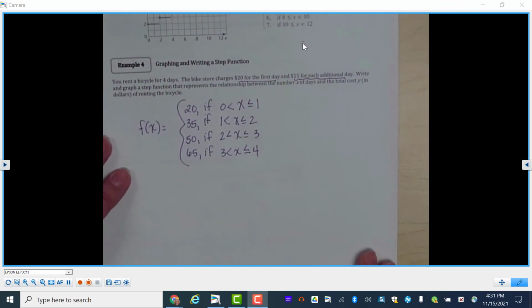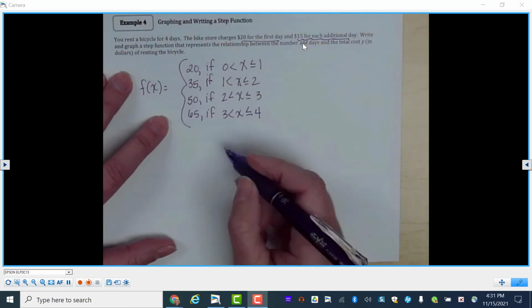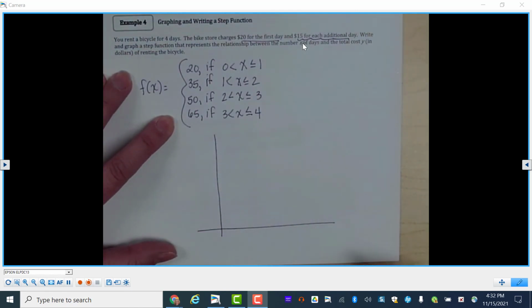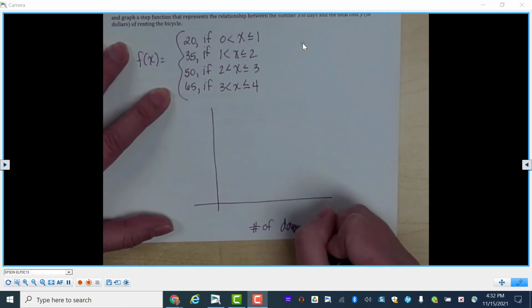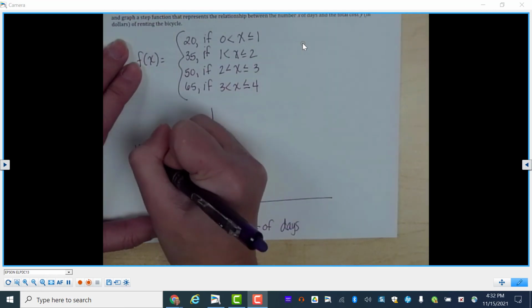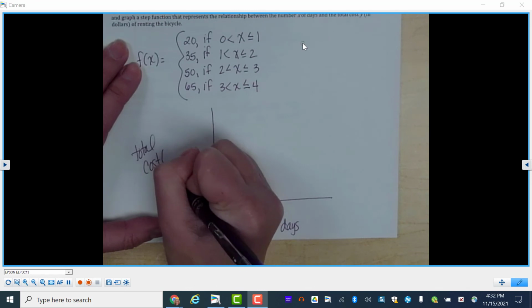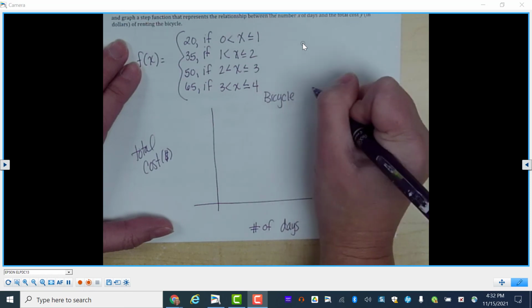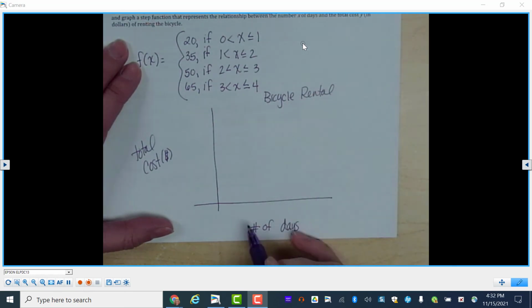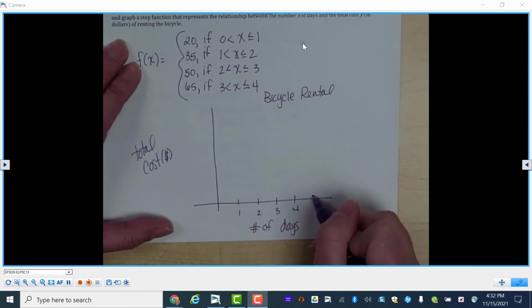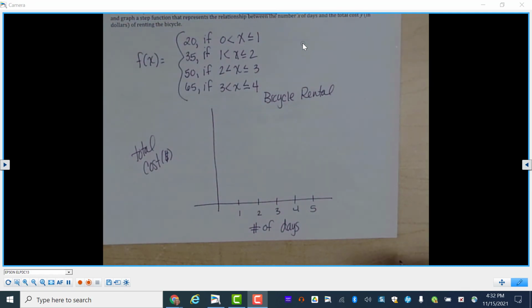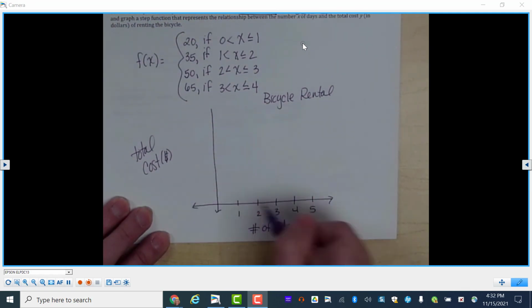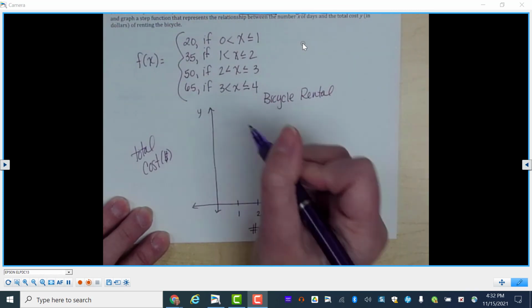All right, so what does it look like to graph this? I've got all this information. I only need the first quadrant. This is going to be number of days, and this is going to be my total cost in dollars. And of course I want a title, which is my bicycle rental. Since this is number of days, I've got 1, 2, 3, 4, 5. And then don't forget my arrows. This is my X. This is my Y.